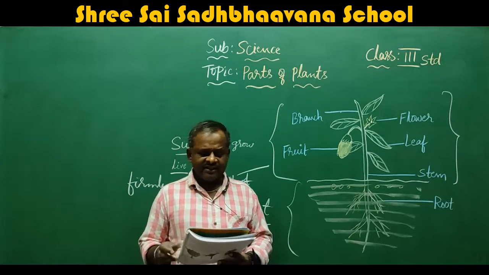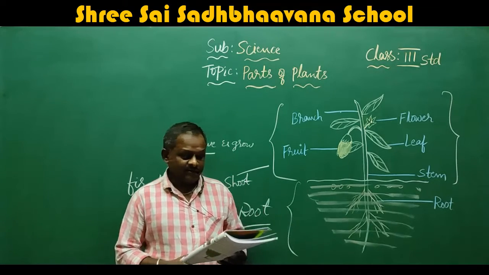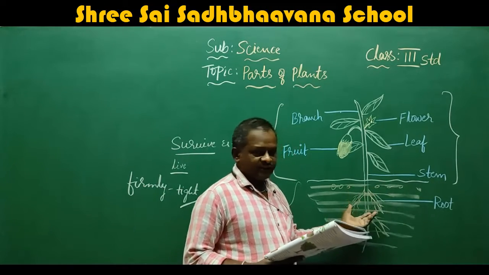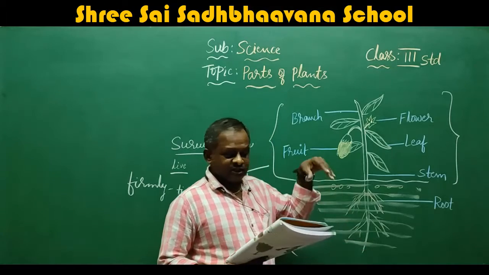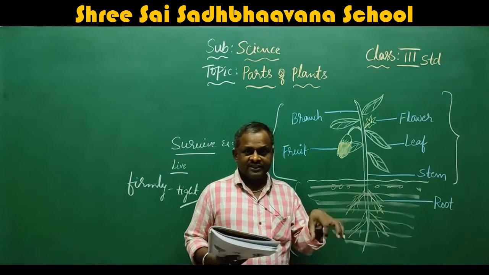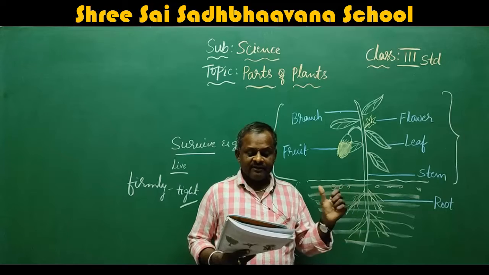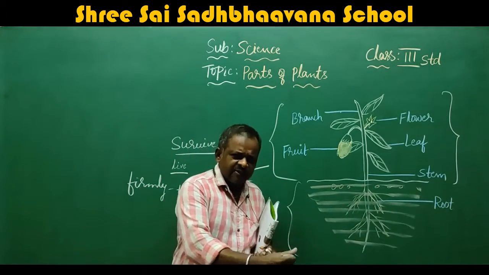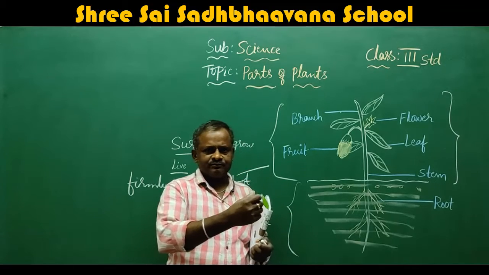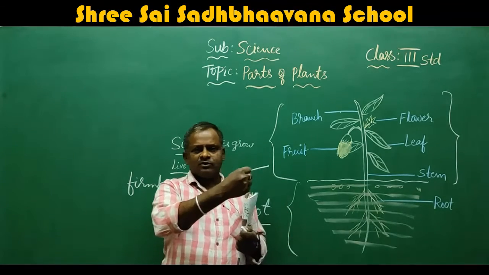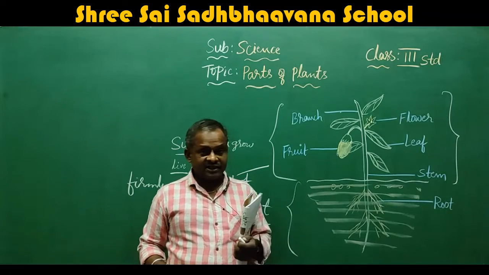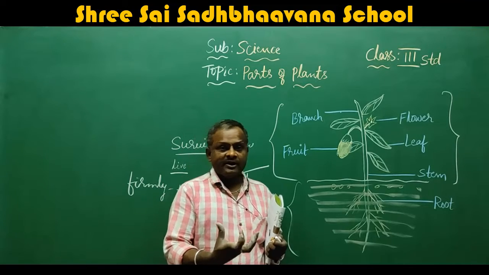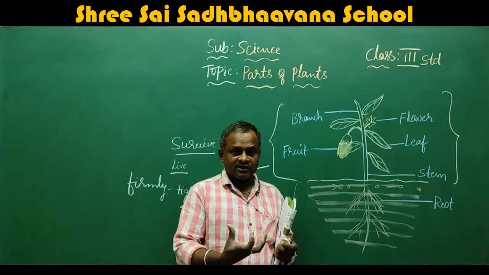Once again I will read this about the root. The root is the part of a plant which grows below the ground. It grows deep into the soil to fix it firmly. It holds the plant firmly to the soil. For example, if you go somewhere and try to pick up a plant from the ground, it is not easy because the root holds the plant firmly.